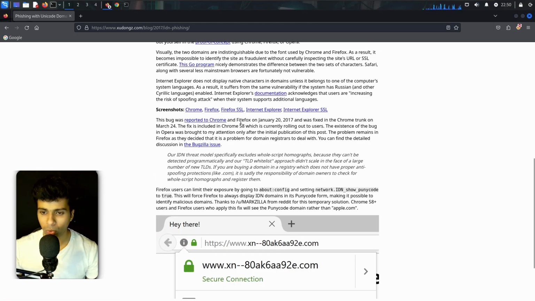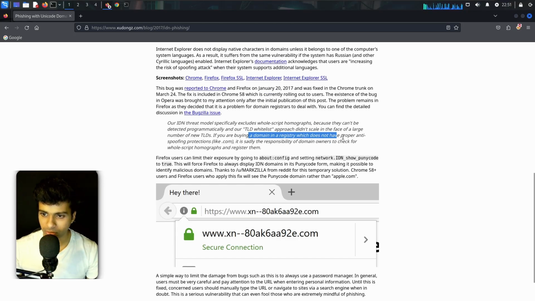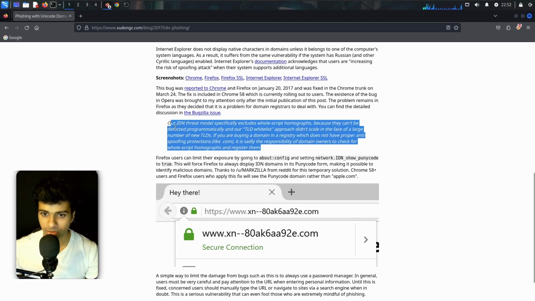The bug was reported to Chrome and Firefox on January 20, 2017. It was fixed by Chrome on March 24. The fix is included in Chrome 58. The problem remains in Firefox as they decided that it is a problem for domain registrars to deal with. If you're buying a domain in a registry which does not have proper anti-spoofing protections like .com, it is sadly the responsibility of domain owners to check for whole script homographs and register them. This was the reply given by Mozilla. I would love to know your take on this in the comments below, about the whole Mozilla Firefox thing on homograph attacks.